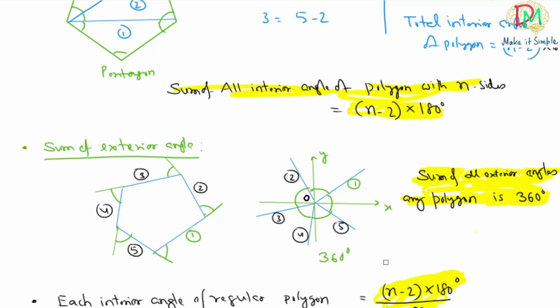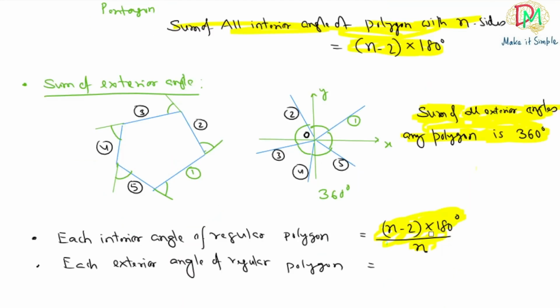Next we learn each exterior angle of a regular polygon. We have already learned that the sum of all exterior angles of any polygon is 360 degrees. So we have to divide 360 degrees by n. Here also the number of sides is equivalent to the number of exterior angles. So this is another formula. And here n is the number of sides.